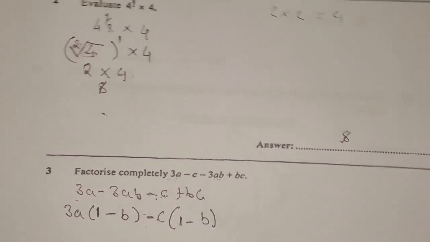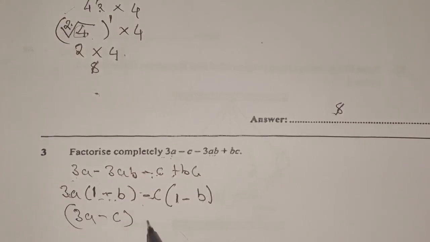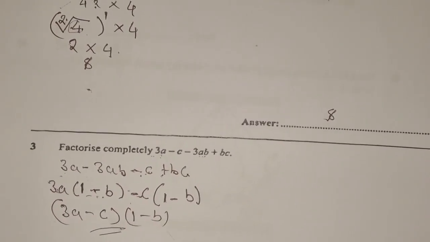So if you see here, this and this are like terms, they are just one and the same, so we can group them as we get only one of these two. Remember I said you get those terms that are outside the brackets. So we're going to have 3a minus c multiplied by 1 minus b. So this was the answer on question 3.